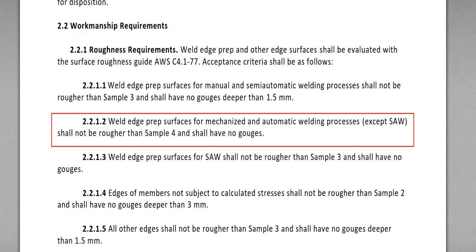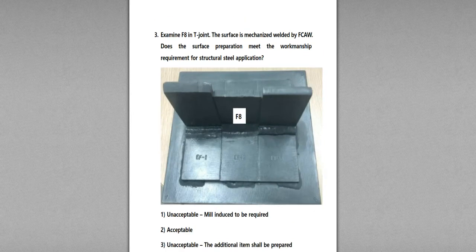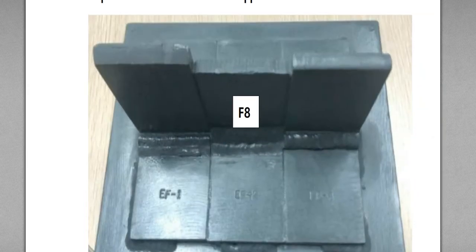Okay, so I'm going to read out 2.2.1.2 and give you the interpretation of these requirements. Weld edge preparation surfaces for mechanized and automatic welding processes, except SAW, shall not be rougher than sample 4 and shall have no gouges. So weld edge preparation means like this. This is the weld preparation in the actual CWI Part B exam. You can see this kind of specimen.